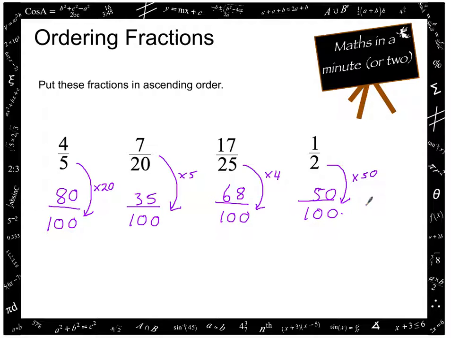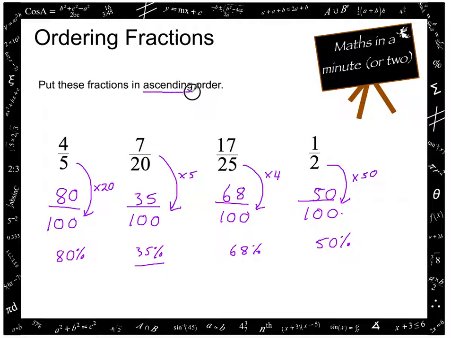Now we can see them like that, or we could actually turn them into decimals or percentages if you prefer. So this one would be 80%, 35%, 68% and 50%. So we can now easily see that this one was the smallest.